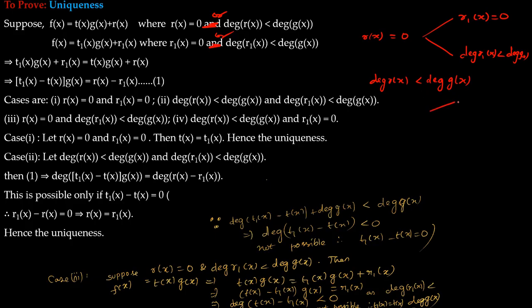So similarly here you can have R1 of x = 0, or in this case degree of R1 of x is less than degree of g of x. So we will establish uniqueness in all the cases. So R of x = 0, R1 of x = 0. That case is here, and R of x = 0, degree of R1 of x, and the other case, degree of R of x less than degree of g of x, and this.